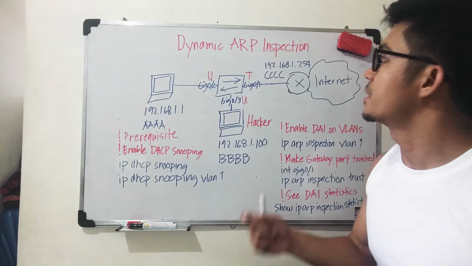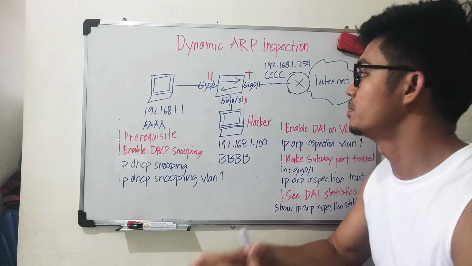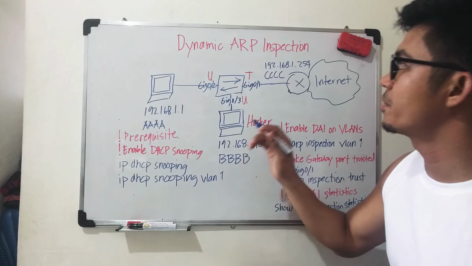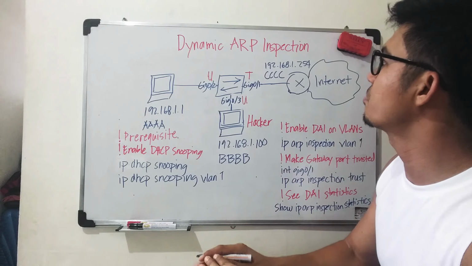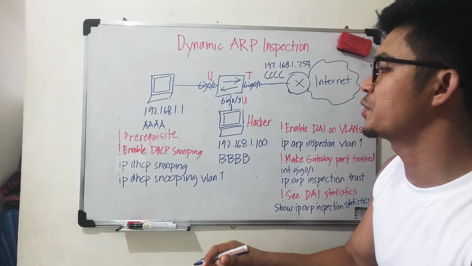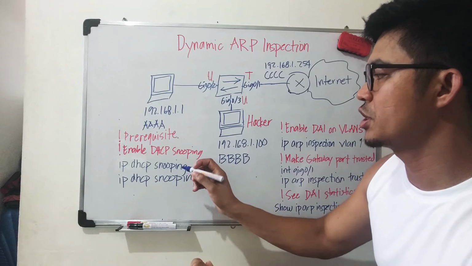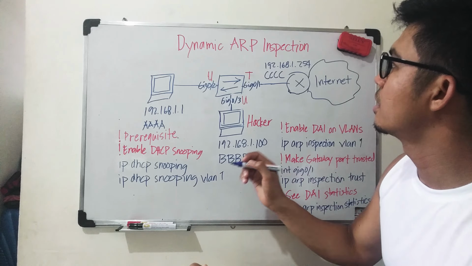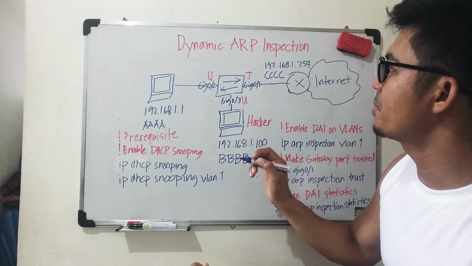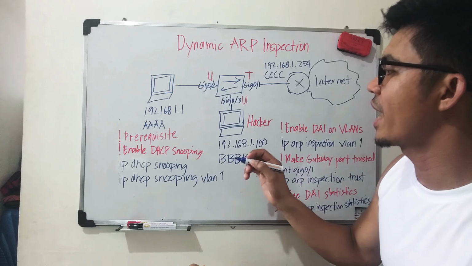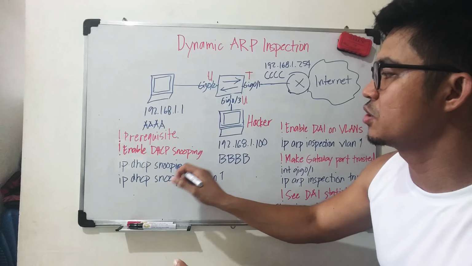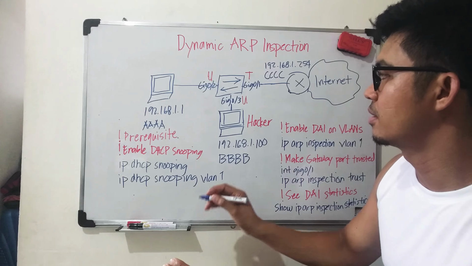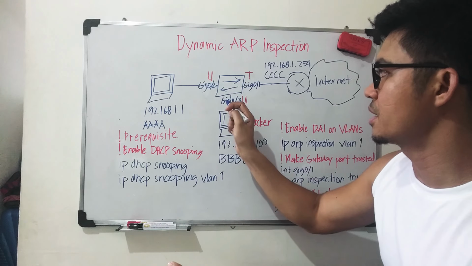So just to summarize, or just to emphasize, before configuring dynamic ARP inspection, you need to make sure that DHCP snooping is enabled, because dynamic ARP inspection will rely on the DHCP snooping binding to check the ARP requests coming into the interfaces.